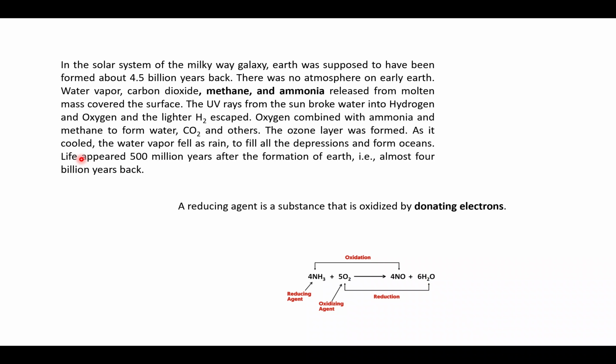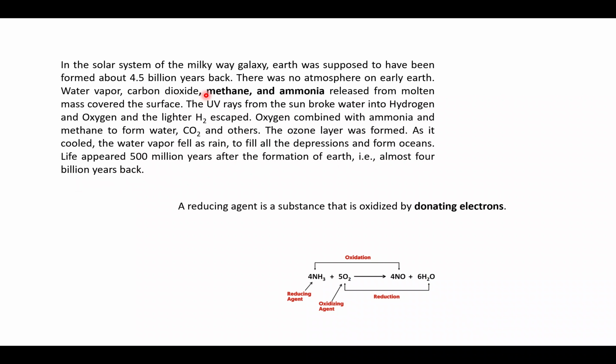It is also estimated that life appeared 500 million years after the formation of Earth, almost 4 billion years back. So you can estimate it. If Earth was formed 4.5 billion years back, then life appeared post 500 million, so kind of 4 billion years back.